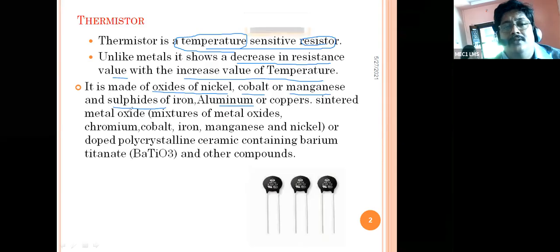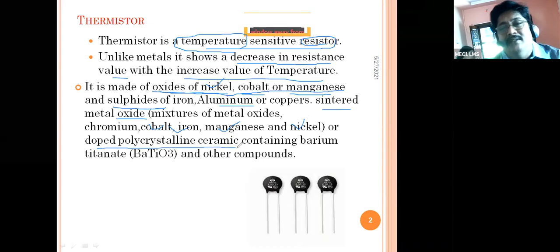Sintered, so this is sintered metal oxide, coming under nickel, that means cobalt, iron, manganese, and nickel. The same: oxides of nickel, cobalt, and manganese. And also doped polycrystalline ceramic. Doped means impurity. Ceramic, I think all of you know. Doped polycrystalline ceramic containing barium titanate and other compounds.